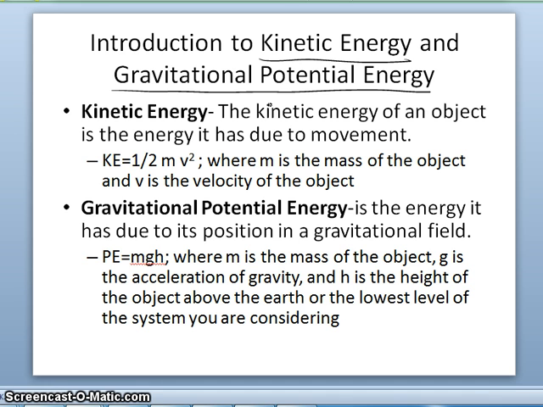Gravitational potential energy is the energy an object has due to its position in a gravitational field. In other words, how high it is above either the earth or from the floor, that would be gravitational potential energy. And we say that this potential energy is equal to the mass of the object times the acceleration of gravity times exactly how high it is above the ground or the earth.